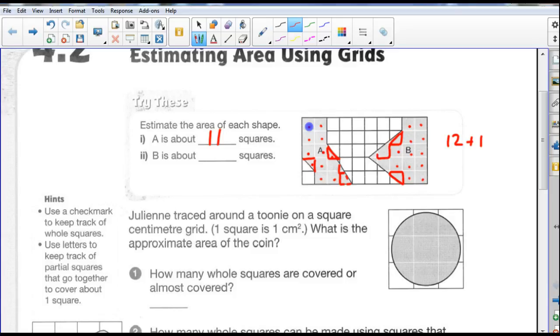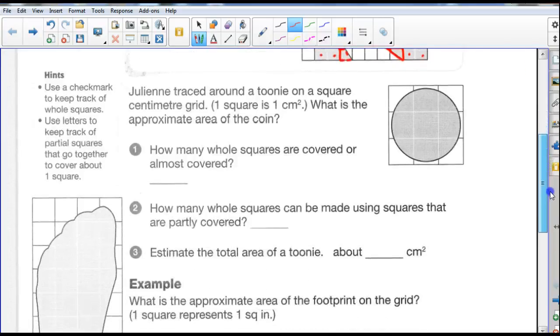This right here is almost a full square, but if we were to add this little bit to it here, that would probably give us 1 full square, so we could add another one. And then we've got the same right here. We almost have a full square there, but we add this little bit right here. We could probably add another square, so 12 plus 1 plus 1 plus 1 is 12, 13, 14, 15, so about 15 squares. Okay, it's not exact, but it's pretty darn close.